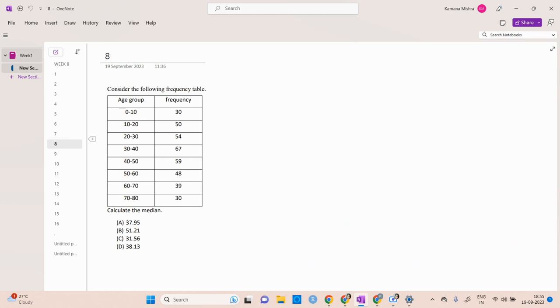So now we will move to the eighth question. The eighth question given here is that you have the data in age group and frequency, and again we want to find the median. To find the median, if you have, let's say, 0 to 10 you have 30, and then 20 you have 50 or something like that. So 30 and then 50, at which point has it obtained half of the frequency? That one will be the median.